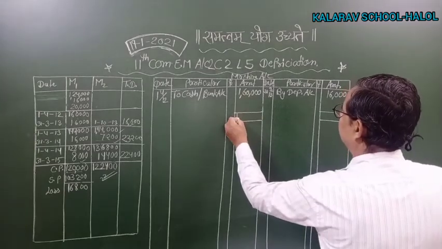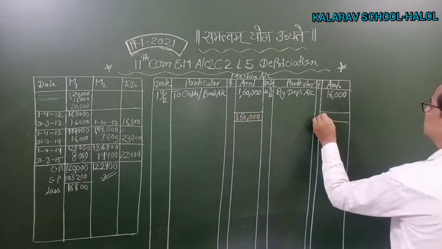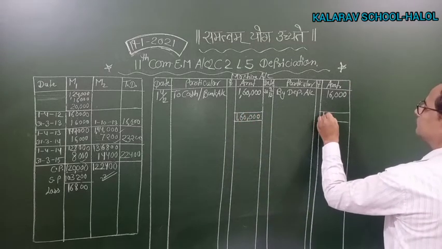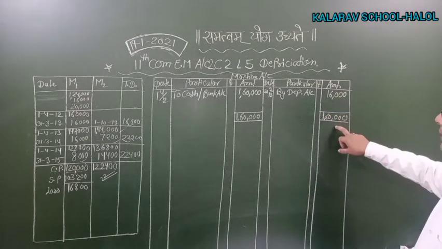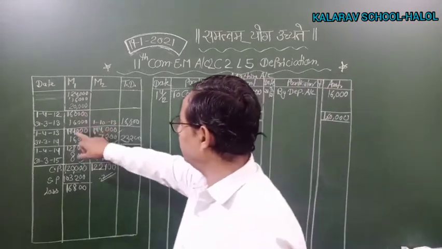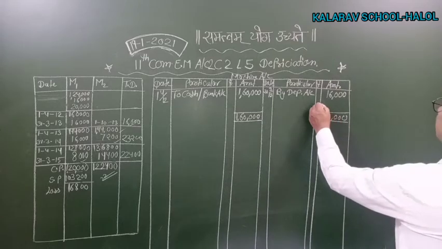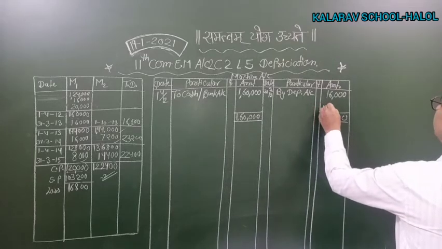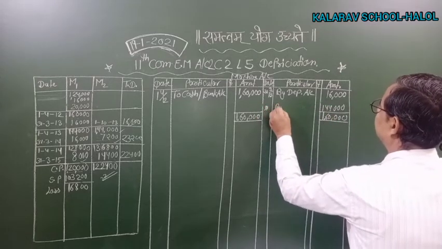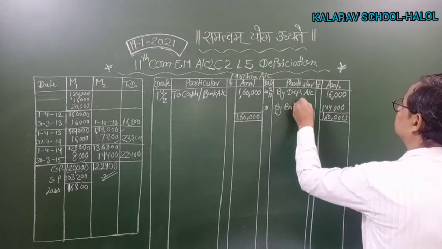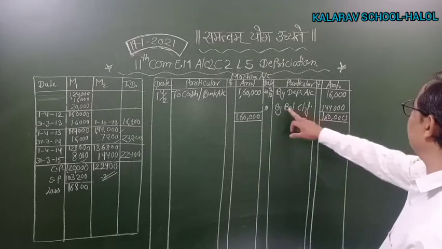This amount I am taking here. You know how to close it. Same amount you have to transfer in this side, 1,60,000. If you will deduct this much, 16,000 from 1,60,000, then you will get 1,44,000. Okay, so here you are getting 1,44,000, and that is your by balance carry forward. Is it clear? This is by balance carry forward.